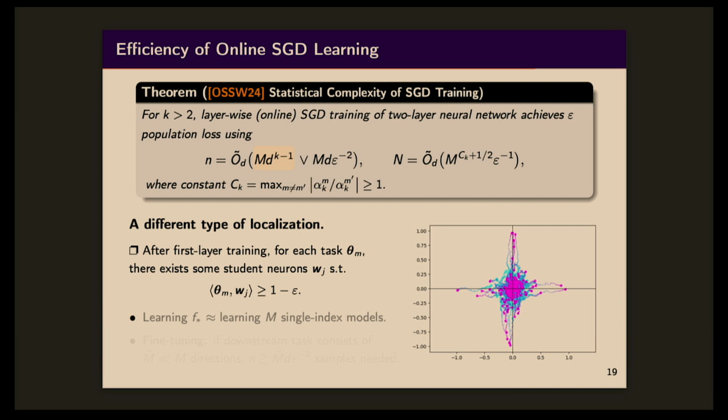Okay, so this is pictorially, so here I have two teacher neurons that are pointing in these two directions. And here are the trajectory of the student neurons. Basically, think of this as almost like a lottery ticket thing. So for each direction of the target function, there will be some neuron that finds it. Okay, and after that, training the second layer is going to give you a statistical complexity that's independent of the degree. Okay, does that make sense?